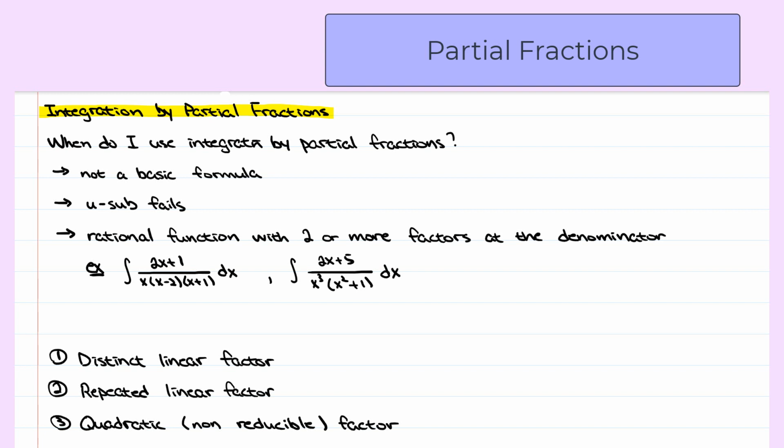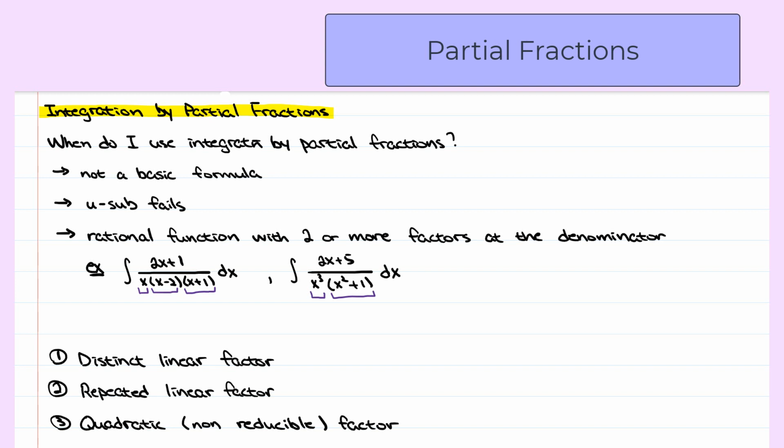And the third hint to use partial fractions is when you have an integral where the integrand is a rational function with two or more factors in the denominator. Here are some examples. Integral of 2x plus 1 over x times (x minus 2) times (x plus 1). And in the second example, we have 2x plus 5 over x cubed times (x squared plus 1).